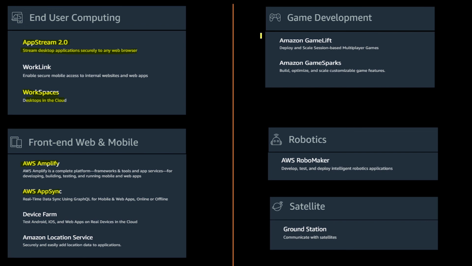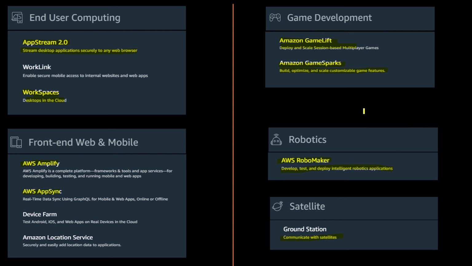Then we have other categories, more advanced ones, that's game development, where we have Amazon GameLift, then Amazon GameSparks. Okay, Amazon GameLift is used to deploy and scale session based multiplayer games, and Amazon GameSparks is used to build, optimize and scale customizable game features. Then we have robotics, that is AWS RoboMaker, to develop, test, and deploy intelligent robotics applications. The other one is satellite, that's Ground Station, which you use to communicate with satellites. It's a much more advanced service.